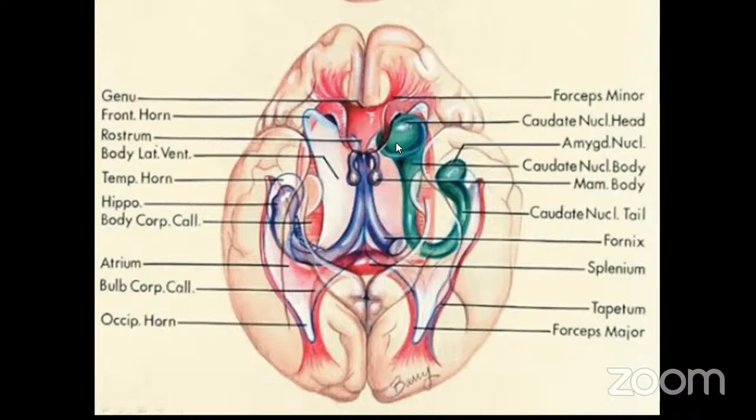How is the caudate related? You can see this is the lateral ventricle. So the head of the caudate lies just lateral to the frontal horn and body of the lateral ventricle. Then the body of the caudate is separated from the lateral ventricle because of the thalamus lying over here.